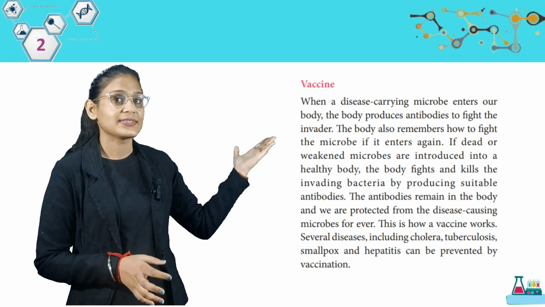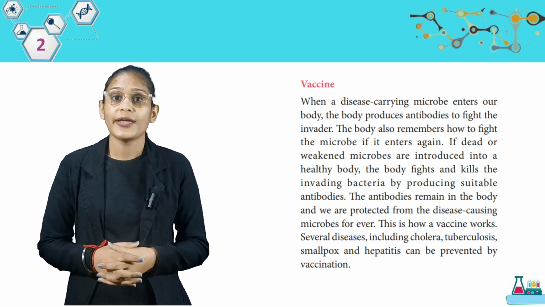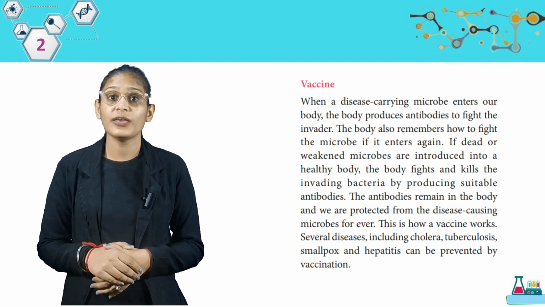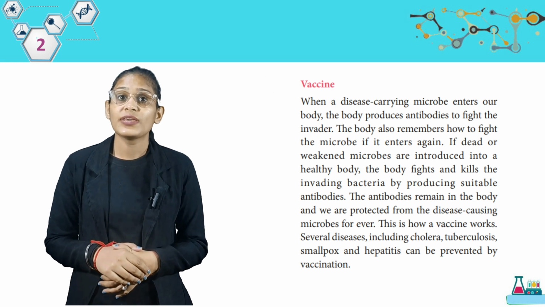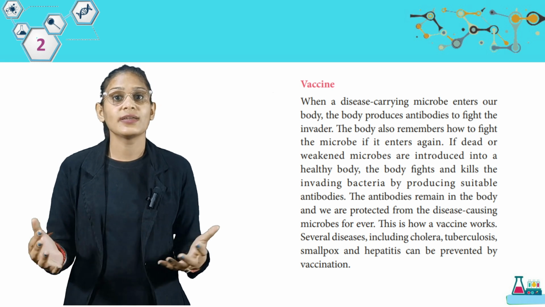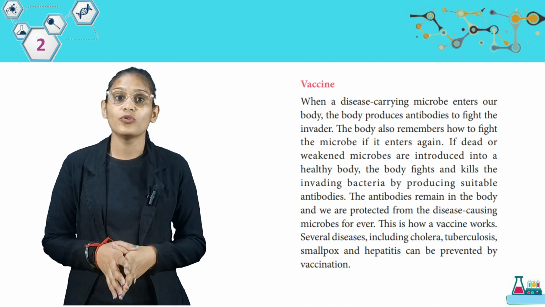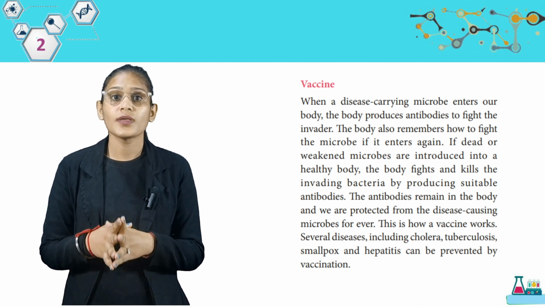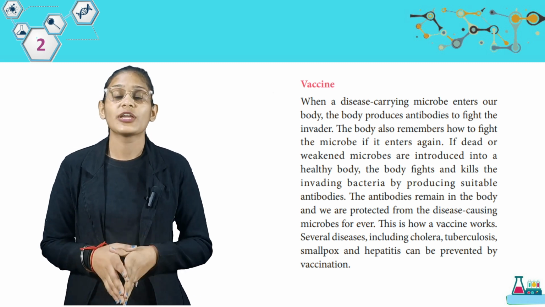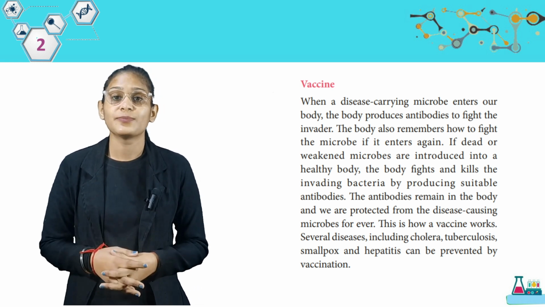Now we have vaccine. When a disease-carrying microbe enters our body, the body produces antibodies to fight the invader. The body also remembers how to fight the microbe if it enters again. If dead or weakened microbes are introduced into a healthy body, the body fights and kills the invading bacteria by producing suitable antibodies. The antibodies remain in the body and we are protected from the disease causing microbes forever. This is how a vaccine works. Several diseases, including cholera, tuberculosis, smallpox and hepatitis can be prevented by vaccination.